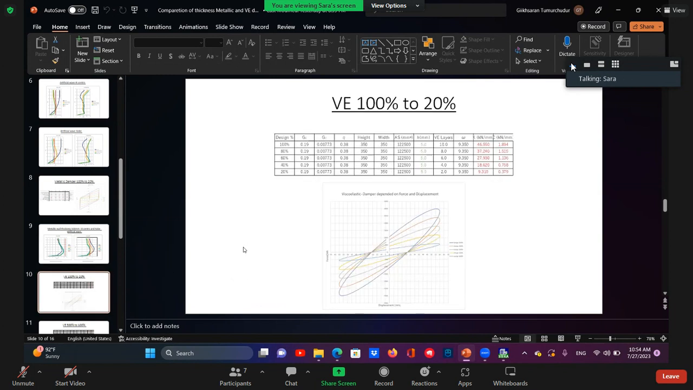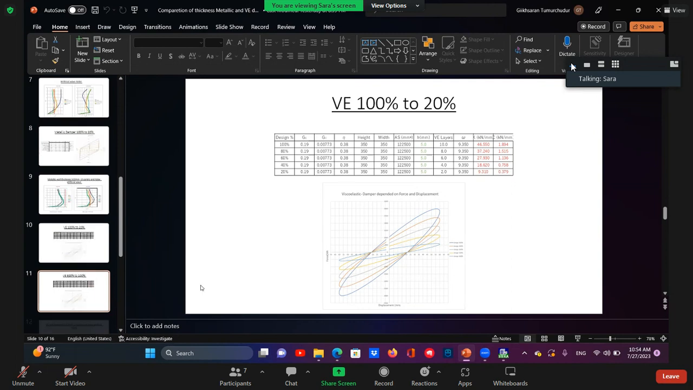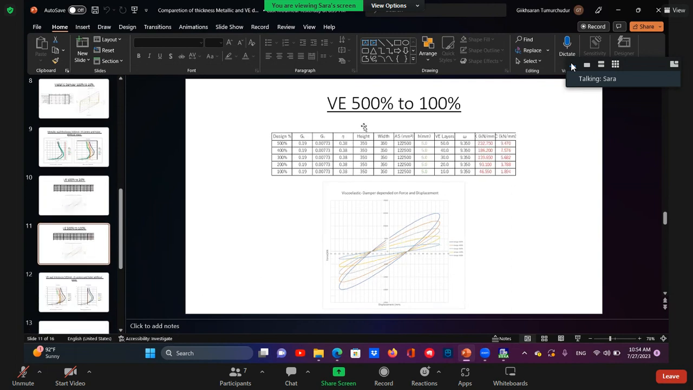For the viscoelastic damper, 100 to 20%, these are the properties, and the properties are 500 to 100%. So we need to increase this. So we designed it to be 500%.